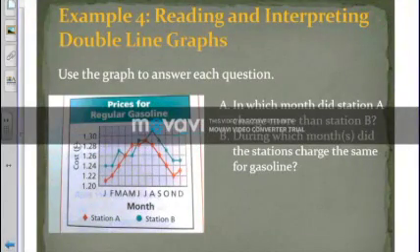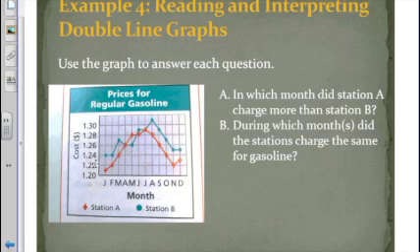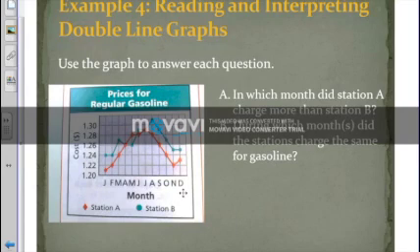We also might have a double line graph. Same thing as a double bar graph. The different colors represent different scenarios. These are how the gas prices are changing at 2 different gas stations over the months. January, February, March, April. First question.